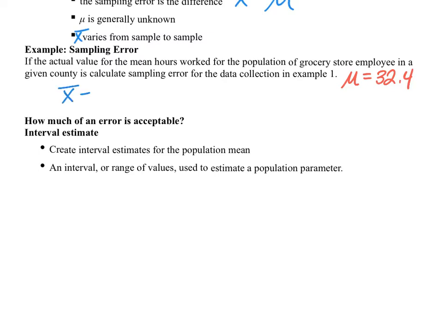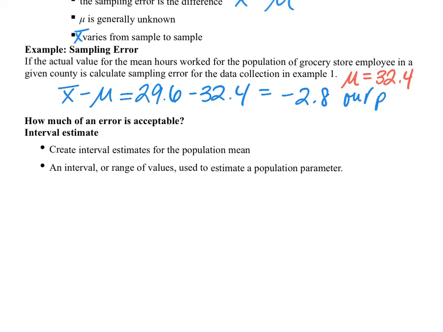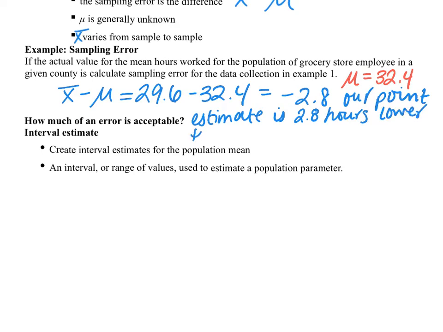So again, we're just going to do X bar minus mu. Our X bar from sample 1 was 29.6. We're going to subtract the population mean, which is 32.4, and we get a sampling error of negative 2.8. So that means our estimate was 2.8 hours less than the actual average. So our point estimate is 2.8 hours lower than the population mean.